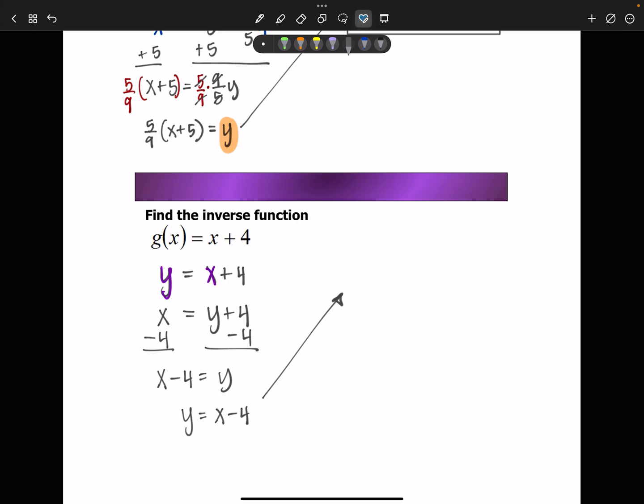And then our last step is to change this y back into function notation. Because it's named g, we're going to use g, but this isn't g of x, this is g inverse of x. So this is the inverse of g of x, which will be x minus 4.